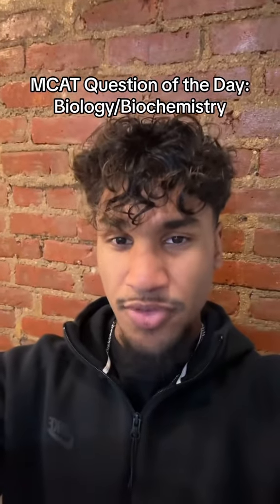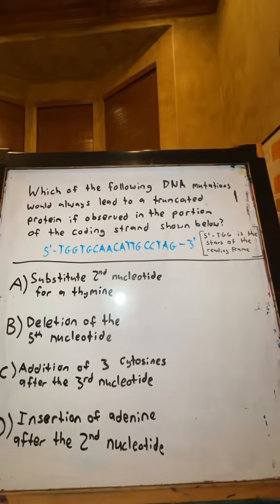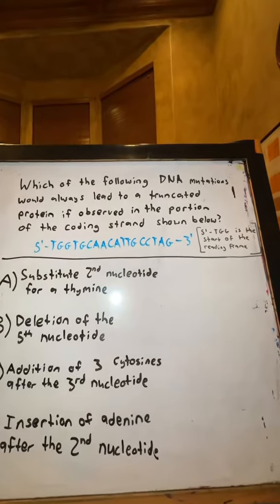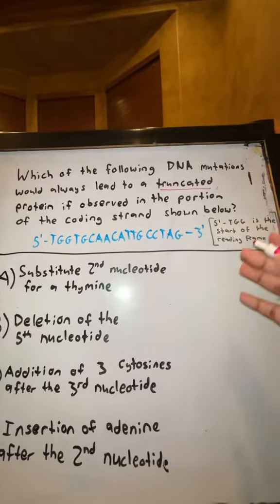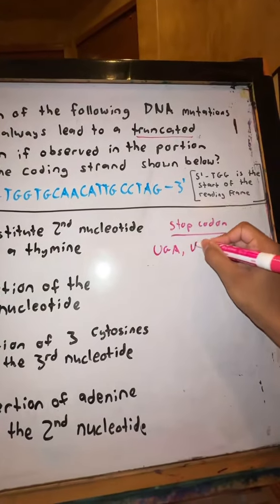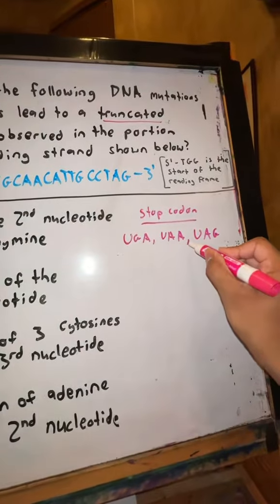Let's see if you're ready for the MCAT. Which of the following DNA mutations would always lead to a truncated protein if observed in the portion of the coding strand shown below? So the keyword here is truncated. When we're talking about truncated proteins being coded, we're referring to an early stop codon due to some mutation. Now, our three stop codons are UGA, UAA, and UAG. How do you remember this? You go away, you are away, and you are gone.